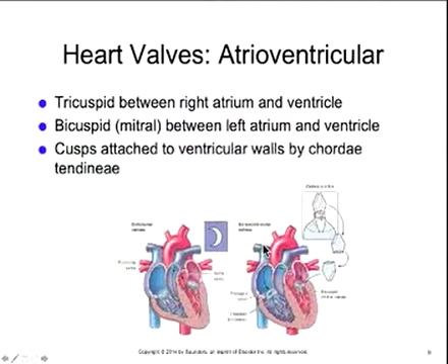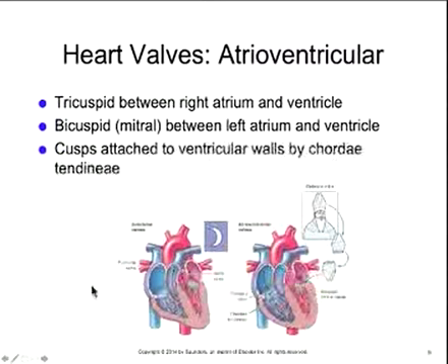The AV valves ensure that blood only flows in one direction through the heart. The right atrioventricular valve is called the tricuspid because it has three flaps. The left atrioventricular valve is called the bicuspid because it has two flaps. It's sometimes referred to also as the mitral valve because it looks like a bishop's mitre, a little hat, as you can see there in the video.